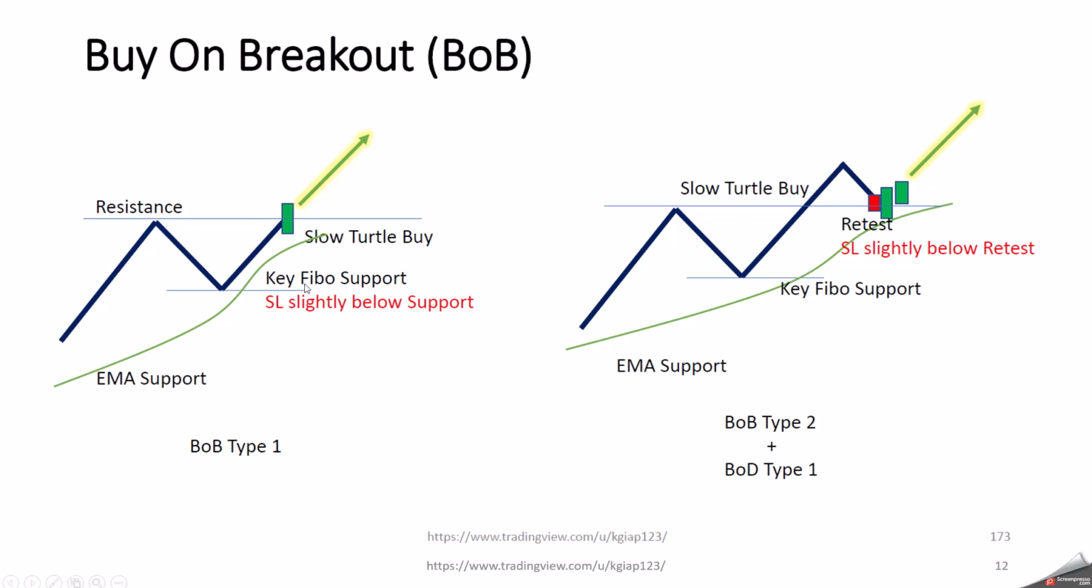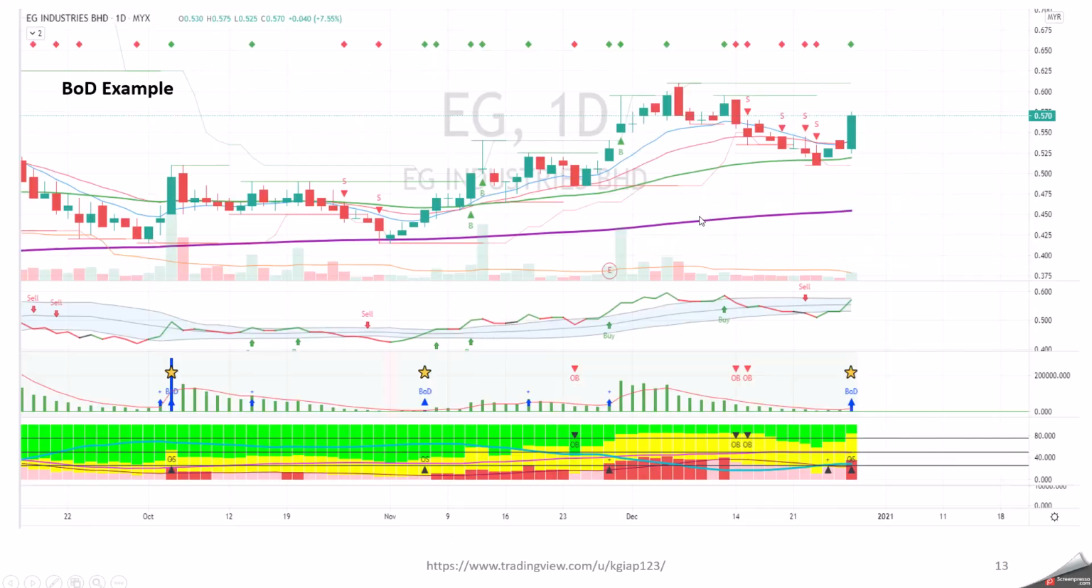Okay, in case you miss this, then you go for the next strategy. You go up, you break out, the price goes up too fast, you miss it, then you wait until it retests. Once it retests and the fast turtle signal appears, then you go in. Alright, this is called BOB type 2, because it goes up and touches. Right, it's already broken out and touched. Let's take a look at an example for BOB.